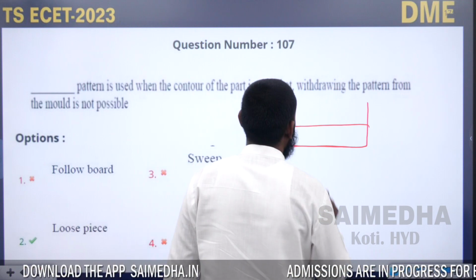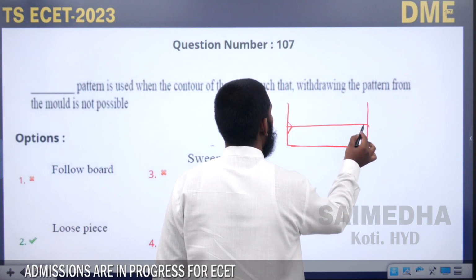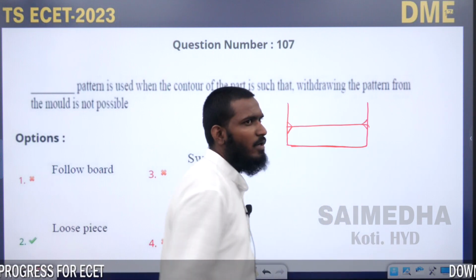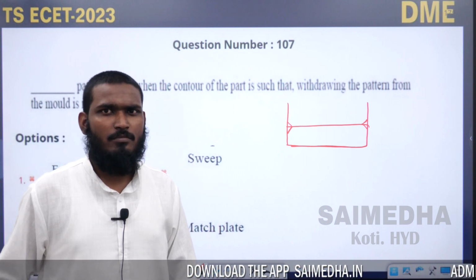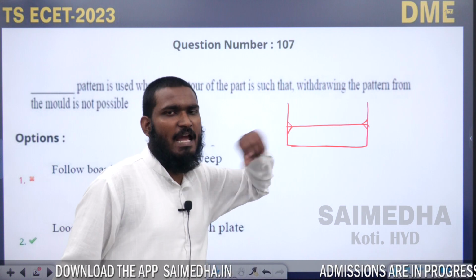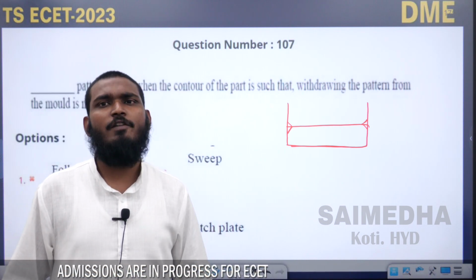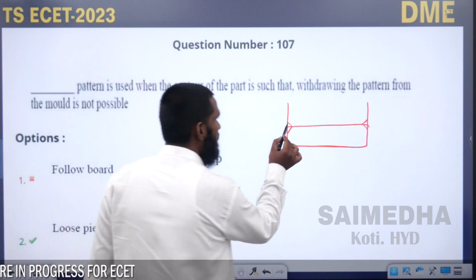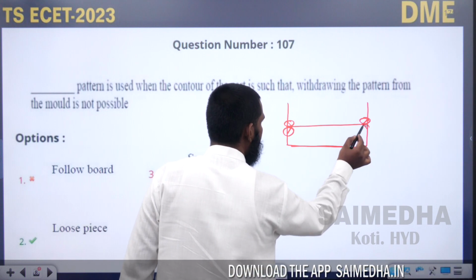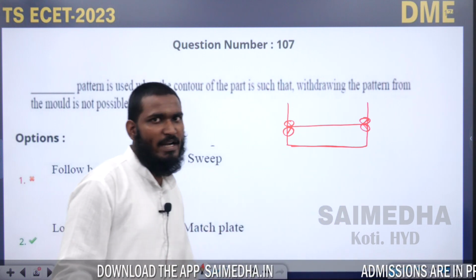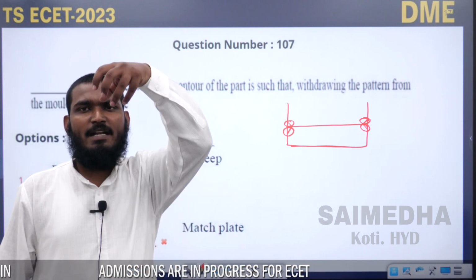But sometimes, if you have shapes like this, conical shapes at the corners, it becomes very difficult to take out that pattern. If you have a solid pattern, it becomes very difficult. So for the difficult shapes, we provide these pieces. This will be one piece, this will be one piece, like that we are providing pieces over there. Whenever we provide those pieces, we can take out that pattern very easily.